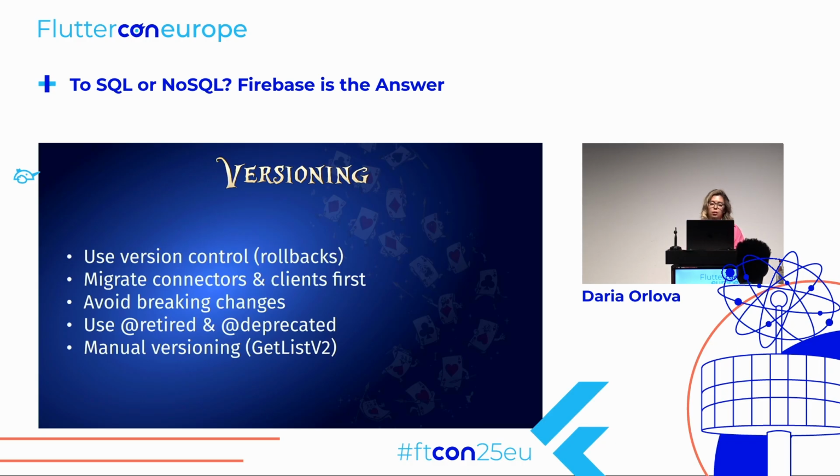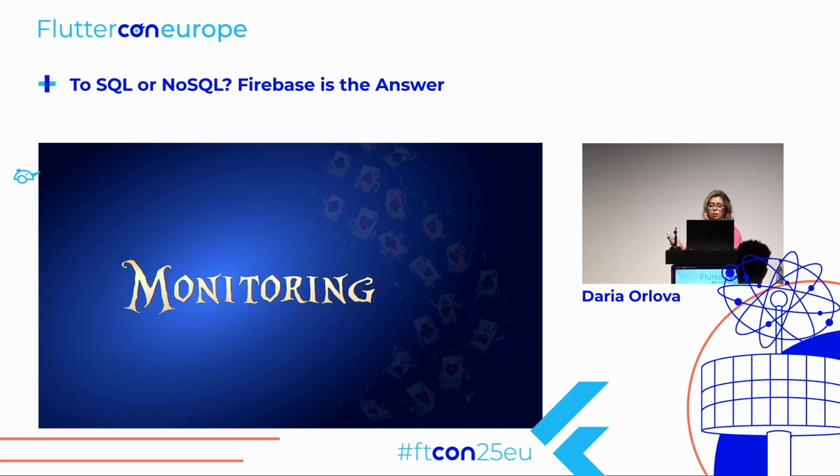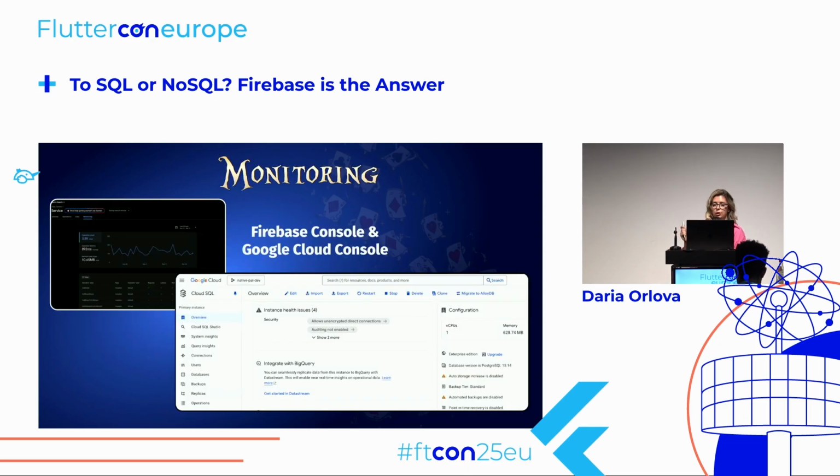And when migrating, you can also use retired and deprecated directives in your GraphQL schema. And if you really must, use manual versioning, such as writing mutations like get list version 2 and using that. You can also monitor your database. You can monitor the usage, the health, and so on in the Firebase console and also in the Google Cloud console, and do all kinds of things there.